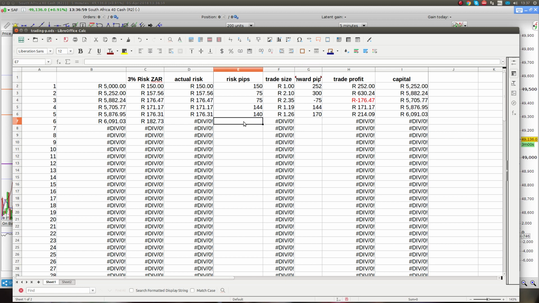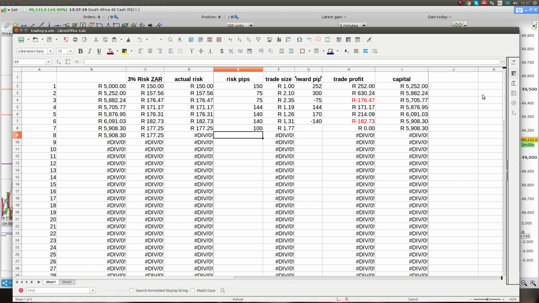If the next trade was a risk of 140 pips and we lost 140 pips, that's fine. It's not a problem. We are still profitable. The important factor here is that on your next trade, you will be using less risk and less capital at risk than what you had previously.